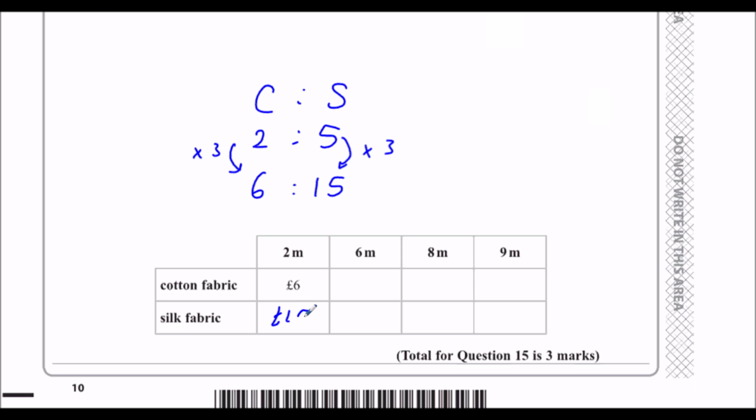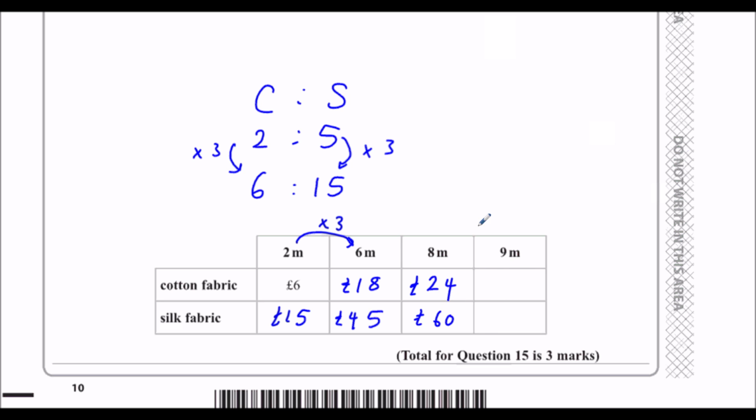So cotton is 6, silk is 15. That's for 2 meters. So if I want to go from 2 meters to 6 meters, I'm going to times by 3. So 6 times 3, 6 3s are 18. 15 times 3, and that's 45. And then I've got 8 meters. So I can do 2 meters times 4 this time. So 6 4s are 24. 15 4s are 60. And 9 meters.